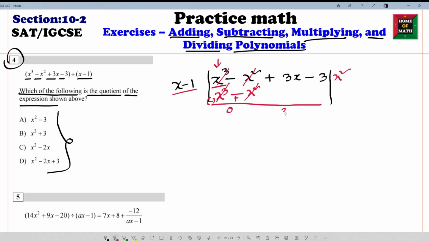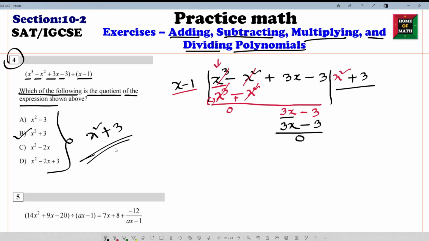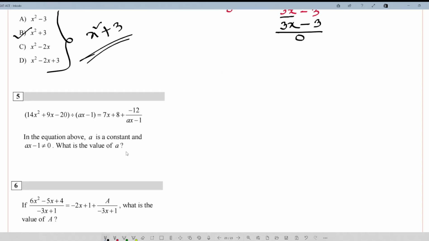Now this one, 3x minus 3. First we have to match this one, so we need plus 3. 3 times x becomes 3x. 3 times 1 becomes 3, and the sign is minus, plus and minus will become minus. So here is 0. So our answer is x square plus 3. Which one? This one is option B, x square plus 3. Okay, done. Now next one.